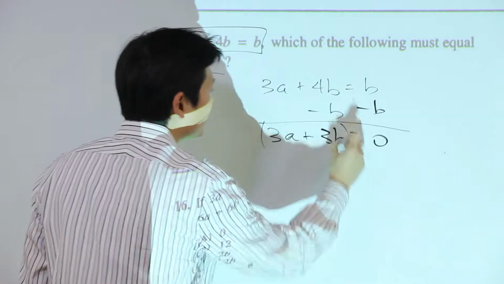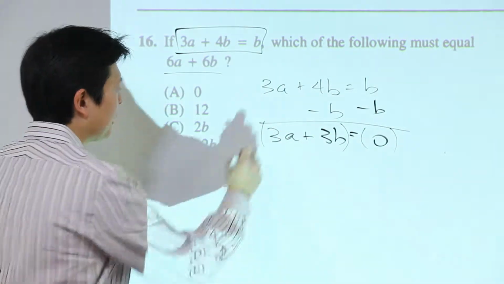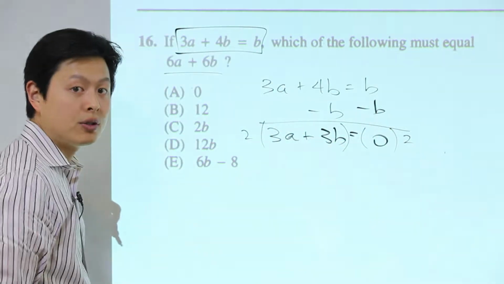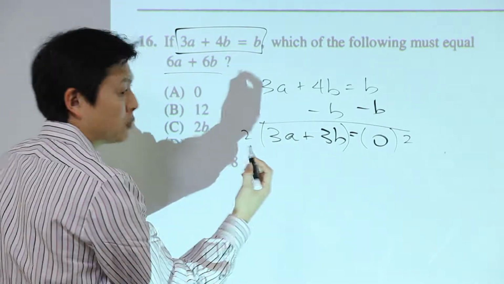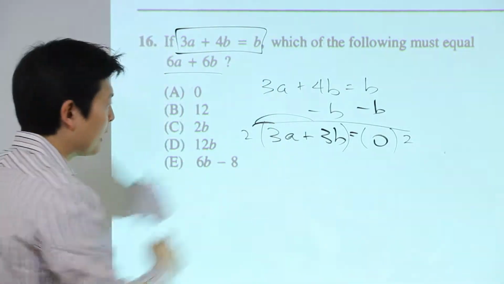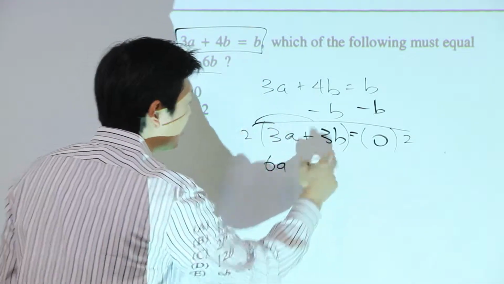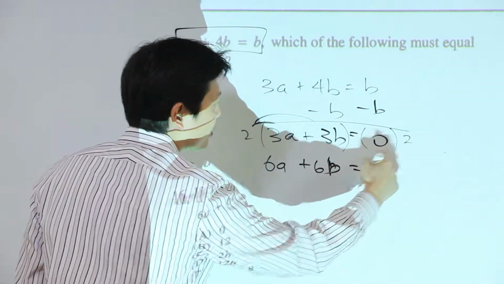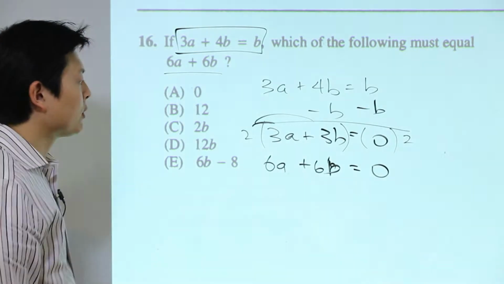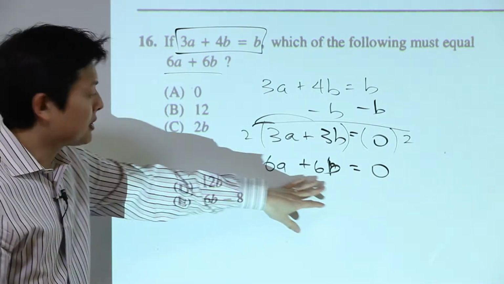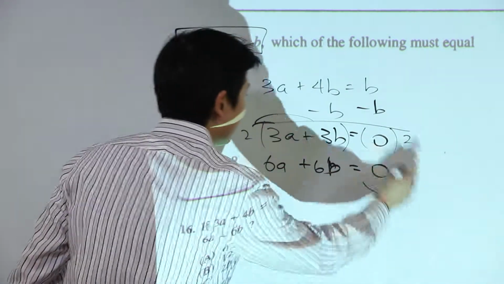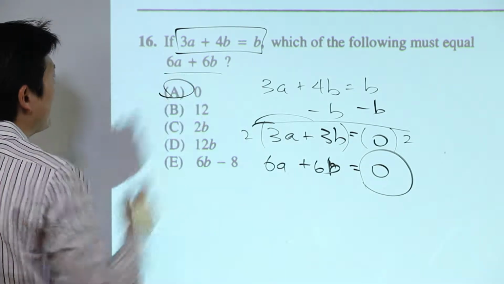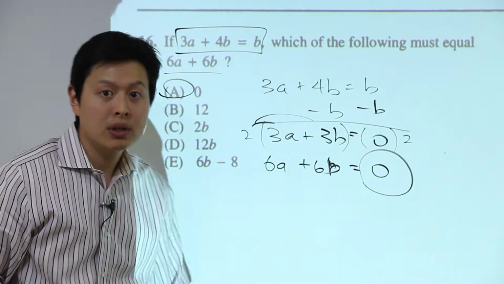So if I take both sides of this equation and multiply it by 2, which means I would have to distribute here, I would get 6a + 6b, and that would equal 0 times 2, which is still 0. So to answer this question, 6a + 6b, my answer would be 0. A would be the correct answer for number 16.